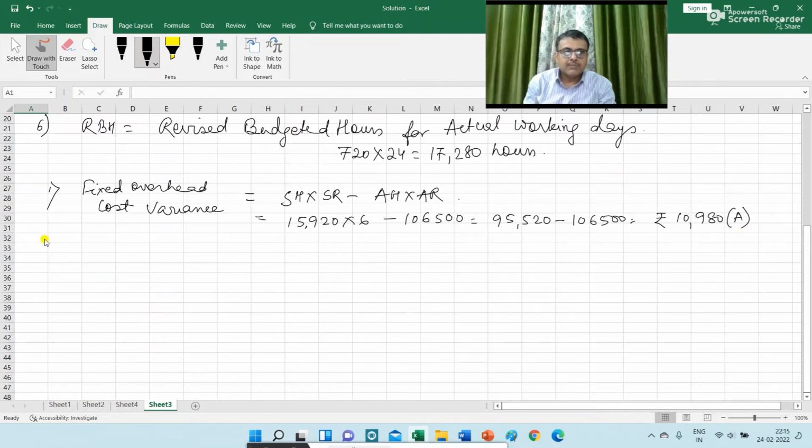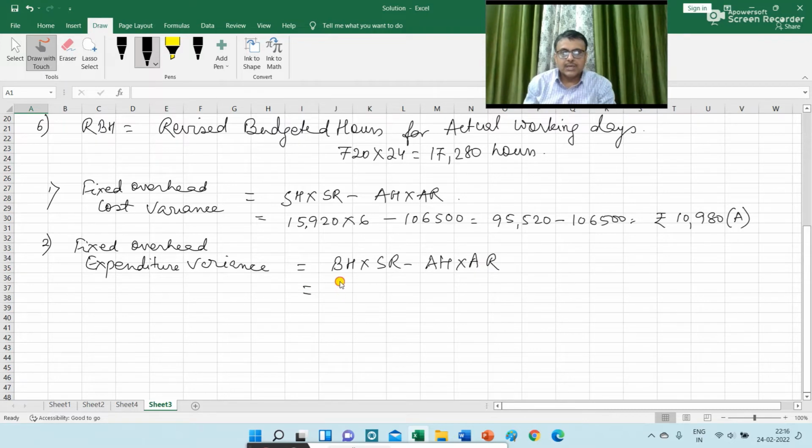The second variance is fixed overhead expenditure variance, which is calculated by the formula budgeted hour into standard rate minus actual hours into actual rate. Your budgeted hour is 18,000 into 6 minus 1,06,500. So this is 1,08,000 minus 1,06,500, equal to rupees 1,500 favorable.